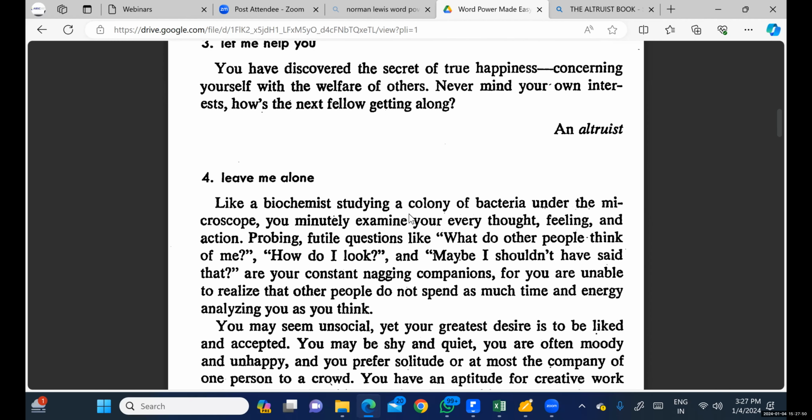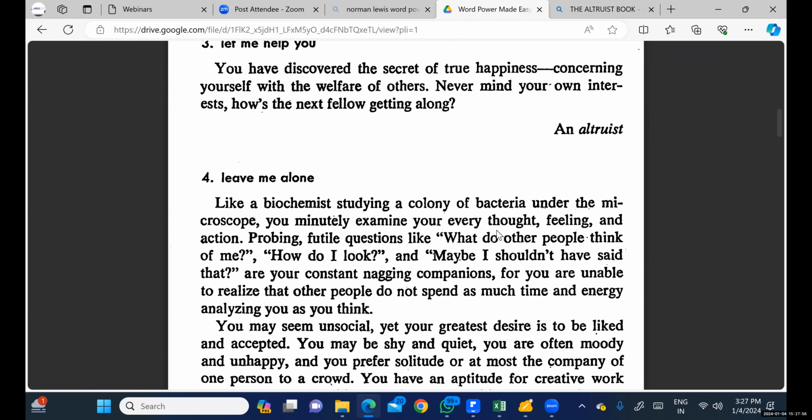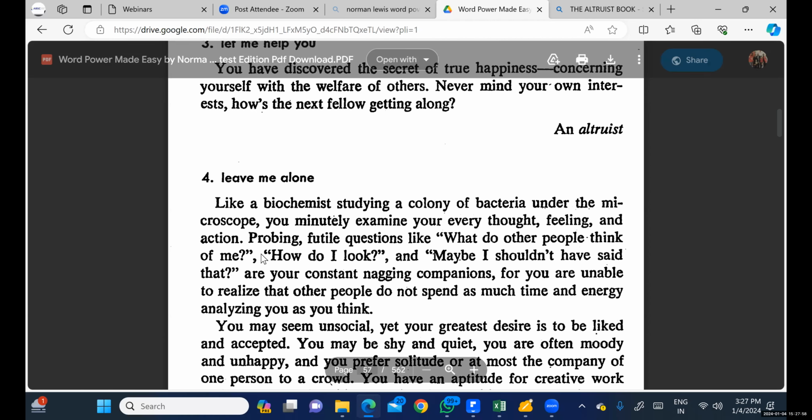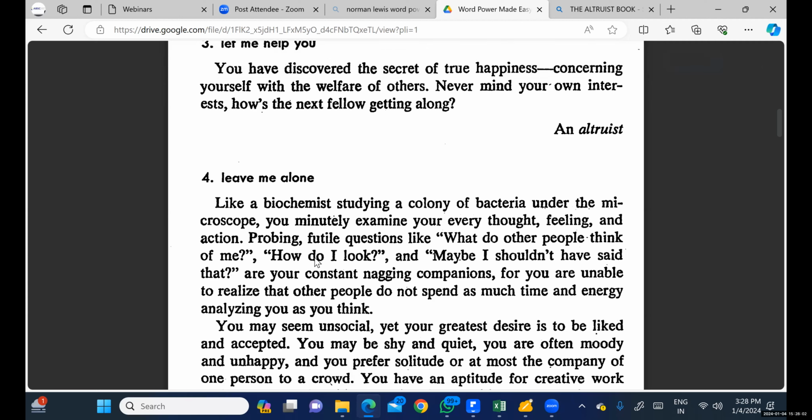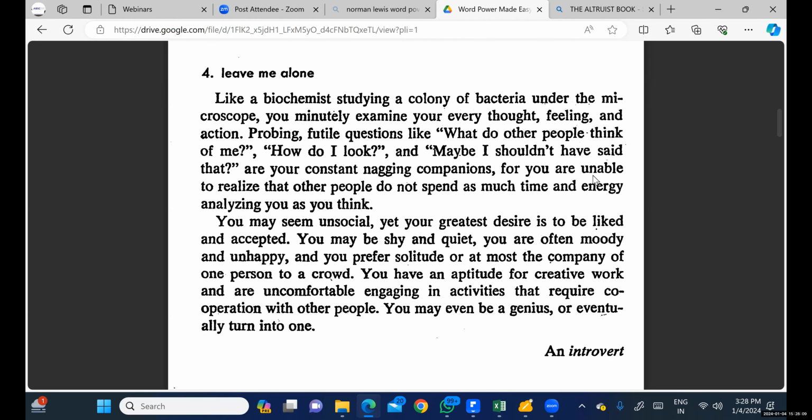like a biochemist studying a colony of bacteria. Under the microscope, you minutely examine every thought, feeling, and action, probing futile questions like, what do other people think of me? What do I look like? And maybe I shouldn't have said that. Are these your constant nagging companions?